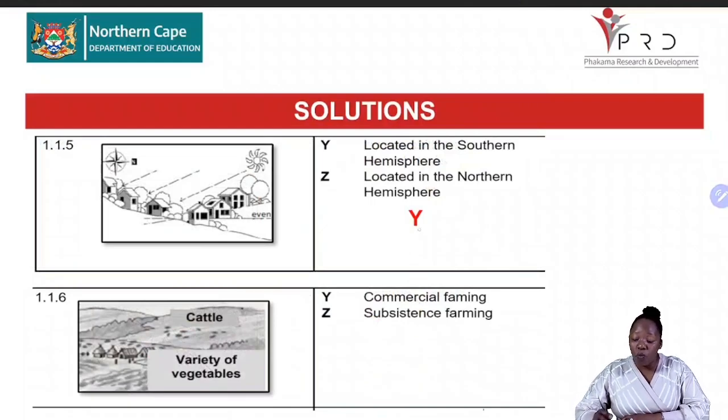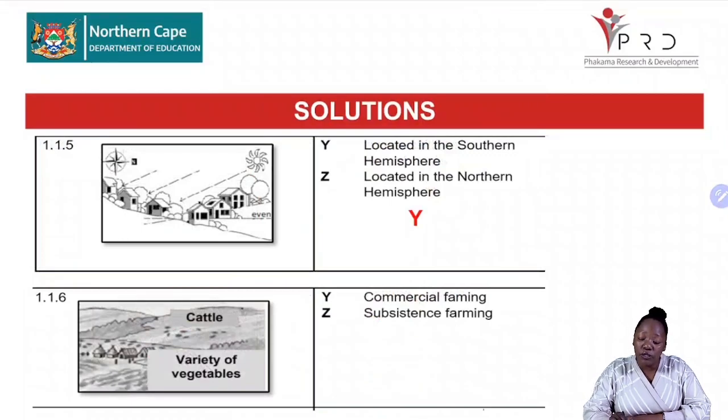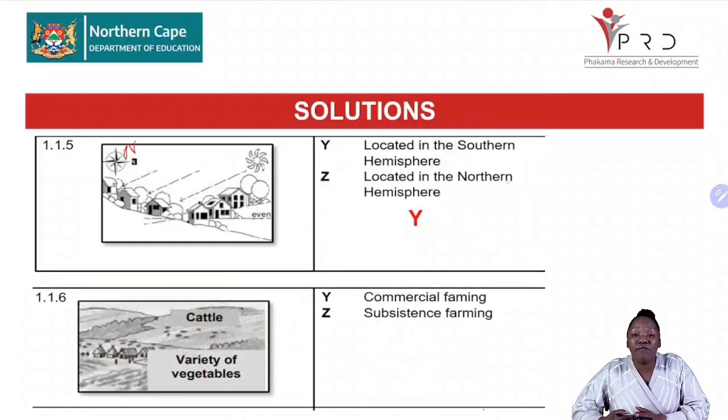So why are we saying it is Y? Because it receives direct sunlight, and we have that clue, which is the direction, the north. Remember, in the southern hemisphere, the north-facing slope is the one that receives direct sunlight, whereas the south-facing slope is the one that is in the shadow zone. Then you will remember that in the northern hemisphere, it is vice versa. The north is the one in the shadow zone, and the south is the one that is receiving direct sunlight. Then your 1.1.6, it says the cattle, which is the variety of vegetables.